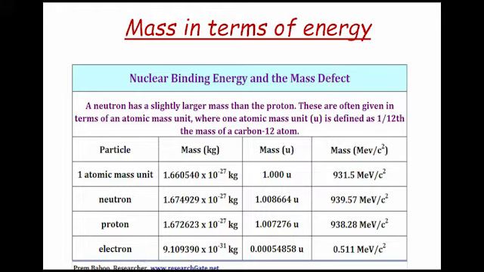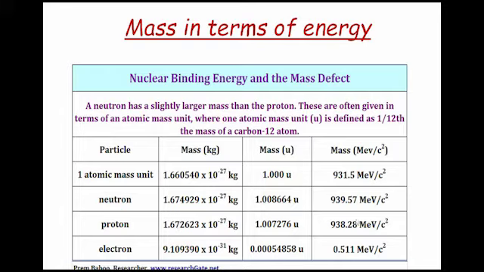mass, which is equal to 9.109390 into 10 raised to minus 31 kilogram. So when you compare the mass of proton and mass of neutron, all these are in the order of 10 raised to minus 27, but this is in the order of 10 raised to minus 31. So electrons are very light particles when compared to protons and neutrons.